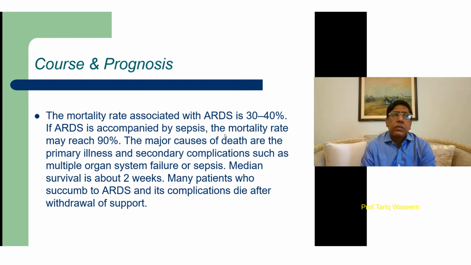So in adult respiratory distress syndrome, 30 to 40% would succumb to their primary insult, despite very good ICU management. And particularly if this ARDS happens in the setting of sepsis, the mortality may reach up to 90%. The major cause of death is, of course, the primary illness which led to it, and the secondary complications which we already described, in the form of not only respiratory failure but multiple organ system failure or sepsis.